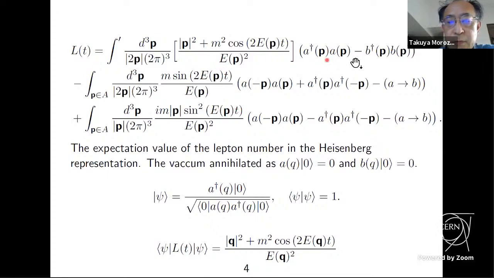The first line is proportional to the lepton number at time zero, but you have the time evolution factor, so this is not constant. Another part contains two annihilation operators or two creation operators.